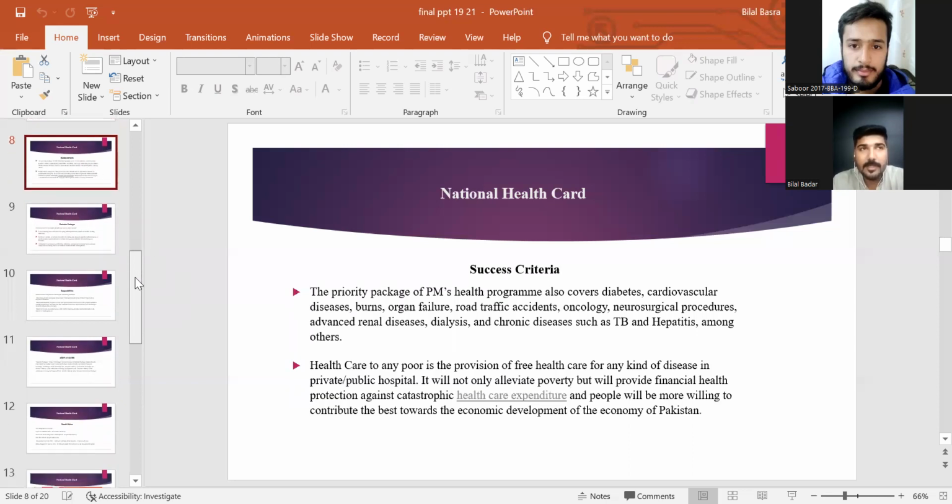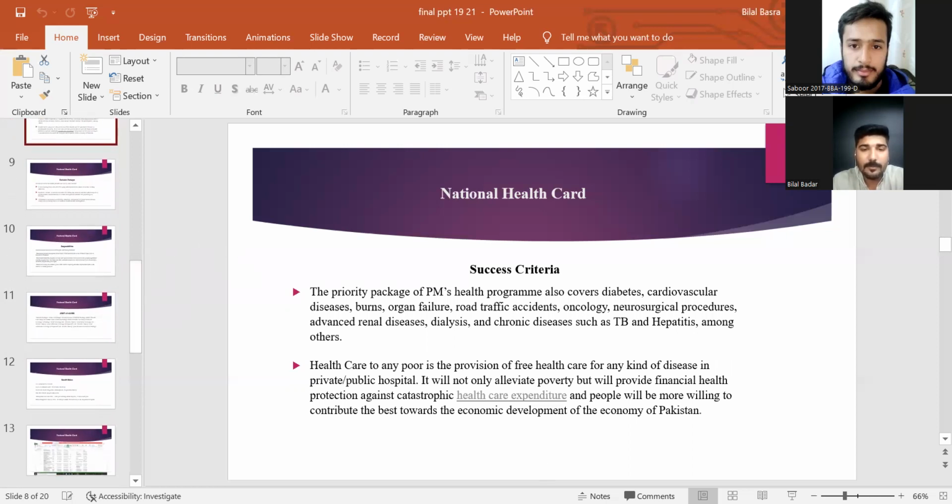Next is the success criteria of the National Health Card. The priority package of the PM Health Program also covers diabetes, cardiovascular disease, burns, organ failure, road traffic accidents, oncology, neurosurgical procedures, advanced renal diseases, dialysis, and chronic diseases such as TB and hepatitis, among others. Health care for any poor person is the provision of free health care for any kind of disease in private and public hospitals. It will not only alleviate poverty but will provide financial health protection against catastrophic health expenditure, and people will be more willing to contribute their best toward the economic development of Pakistan.